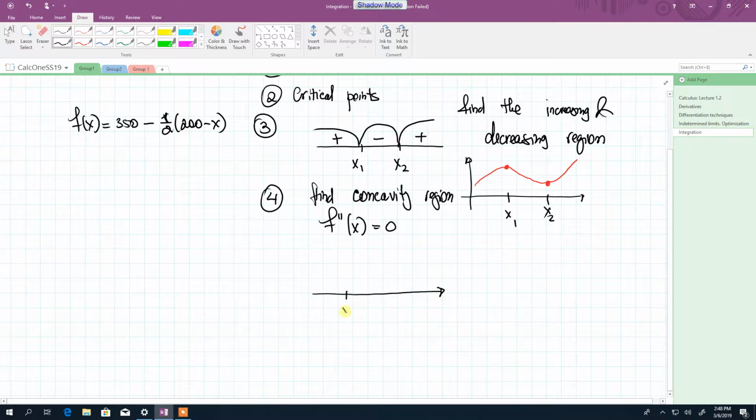the points. For example, let me call them x3 and x4, okay? Then I will put here the signs. For example, plus, minus, plus, right? So what does this plus mean now? It doesn't mean increasing region anymore, right? Now it means concavity region. So until x3, the function is concave up, right? It looks like this. After x3, the function is concave down, right? And after x4, it's again concave up, right? So it should look like this. So let me try to draw this.